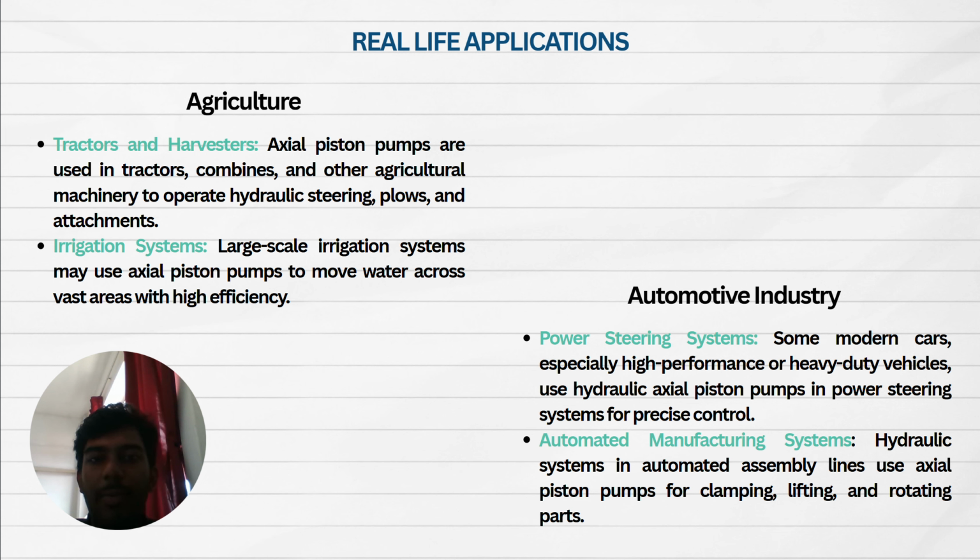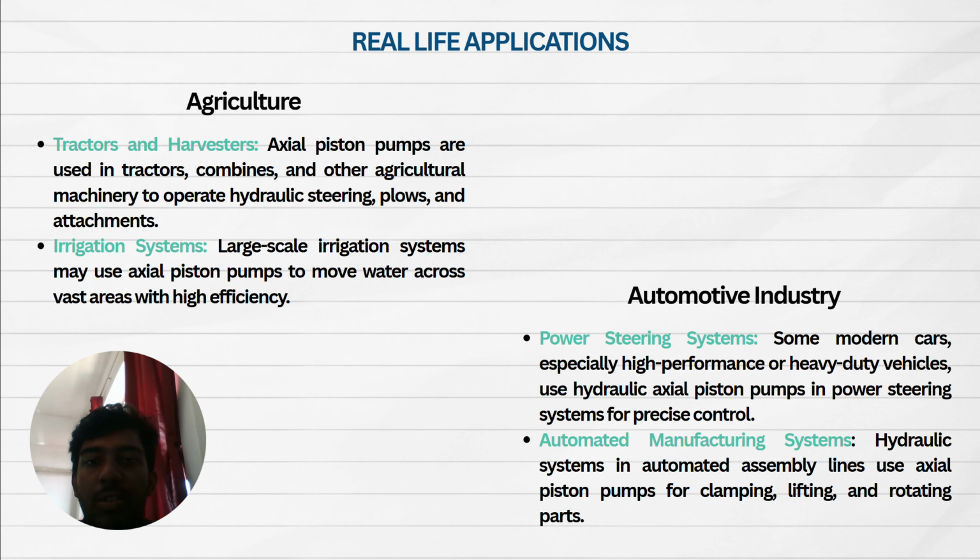Okay, now we will continue with the real life applications of the axial hydraulic pump, where there are a total of four real life applications that we can know from this presentation. The first one is agriculture, where axial piston pumps are used in tractors, combines, harvesters, and other agricultural machinery to operate hydraulic steering, plows, and attachments.